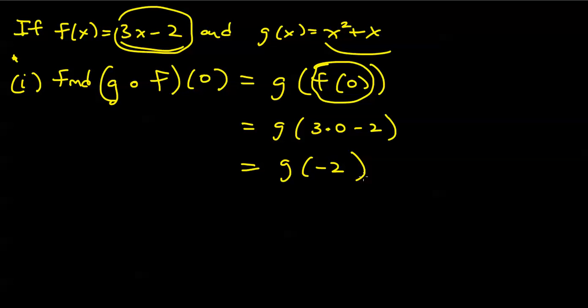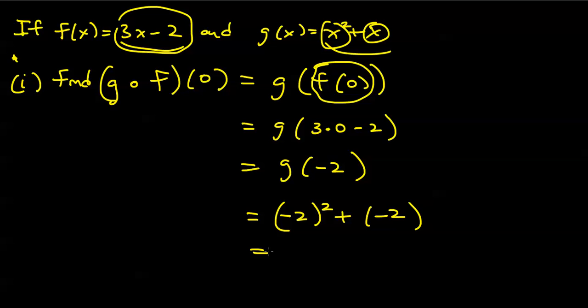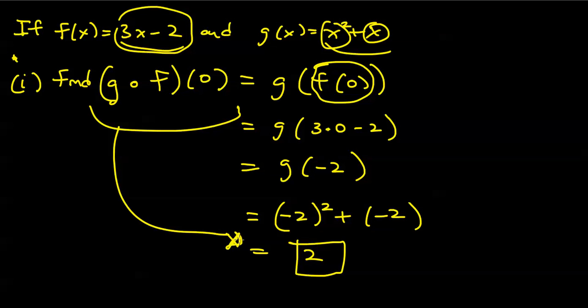So the output of f of 0 then becomes the input of g. And g of minus 2, well, wherever I see an x in the g function, I'm going to plug in minus 2. And minus 2 squared is 4, and 4 minus 2 is 2. So g of f of 0 is positive 2. That's your final answer for this problem.